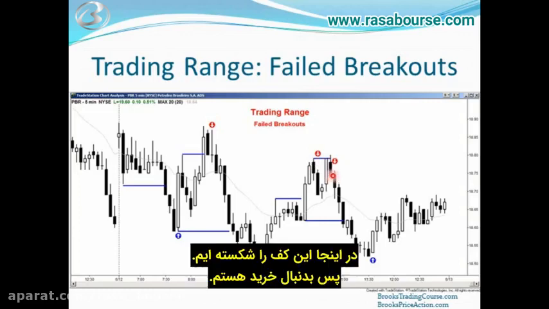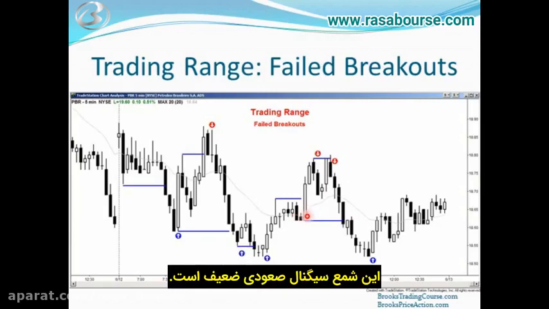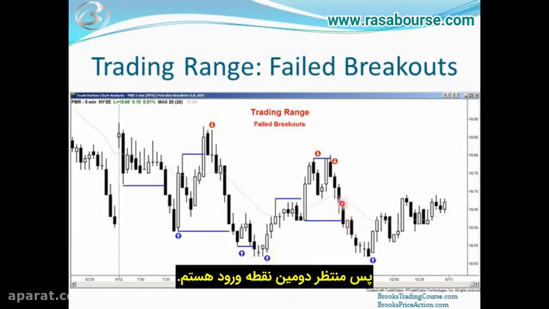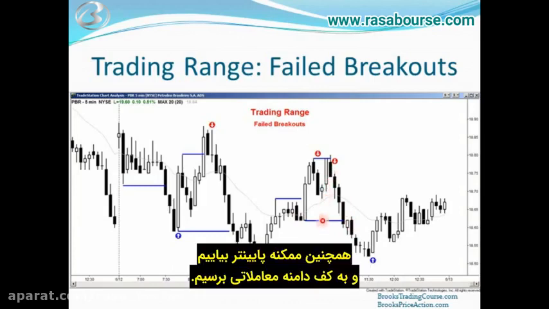Here we broke below this low. So I'm going to look to buy. This signal bar is small compared to this 4-bar bear spike. I would wait for a second entry. Also, we might get lower down into the trading range.